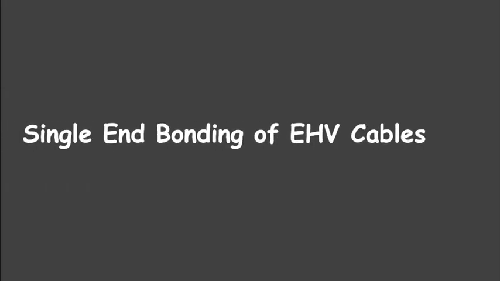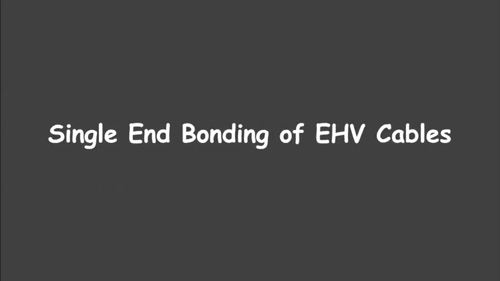Let's have a discussion on single end bonding of high voltage cable. Suppose this is a cable. This portion is the conductor of the cable. The conductor of the cable is covered with XLPE insulation as per the voltage level of the cable. And that XLPE insulation is covered with a metallic sheath.